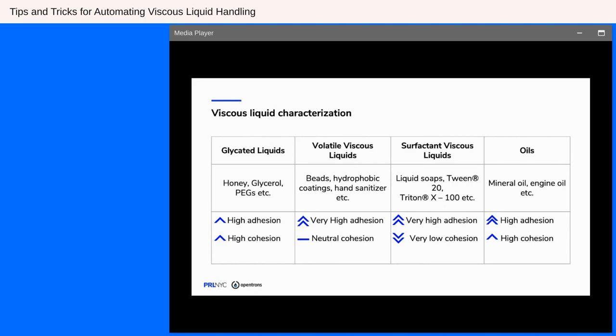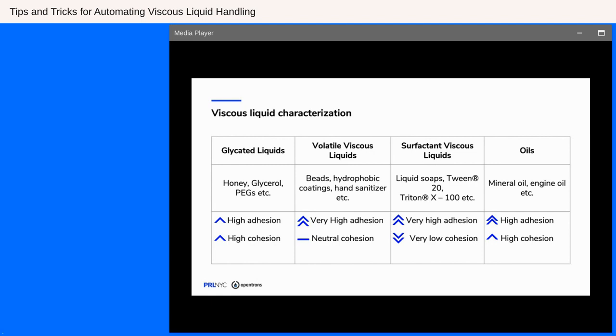These viscous liquids are essentially soapy liquids or detergents, but they are viscous in nature. For example, Tween Buffer or Triton X or liquid hand washes. They show very high adhesion to the tip wall, but very low cohesion to itself. So that's the particular property of the surfactant itself.